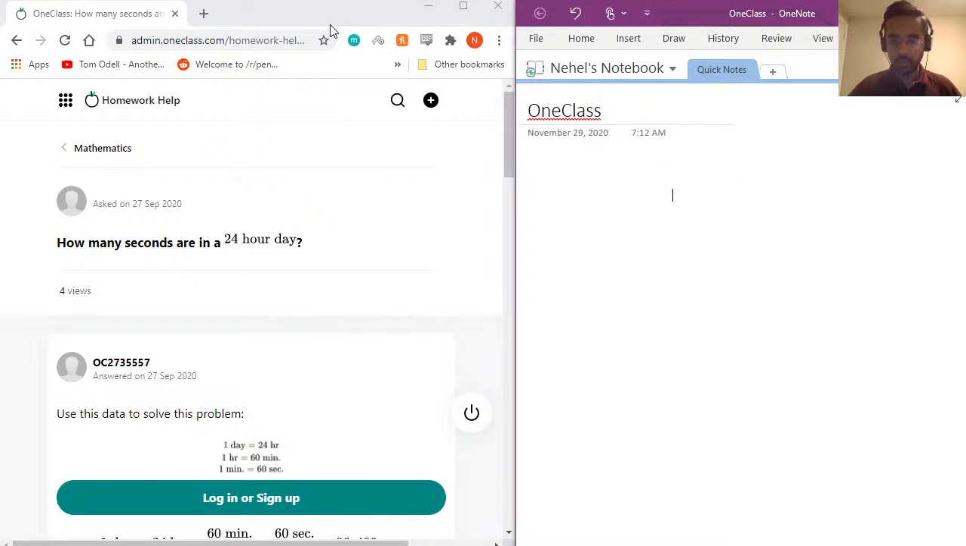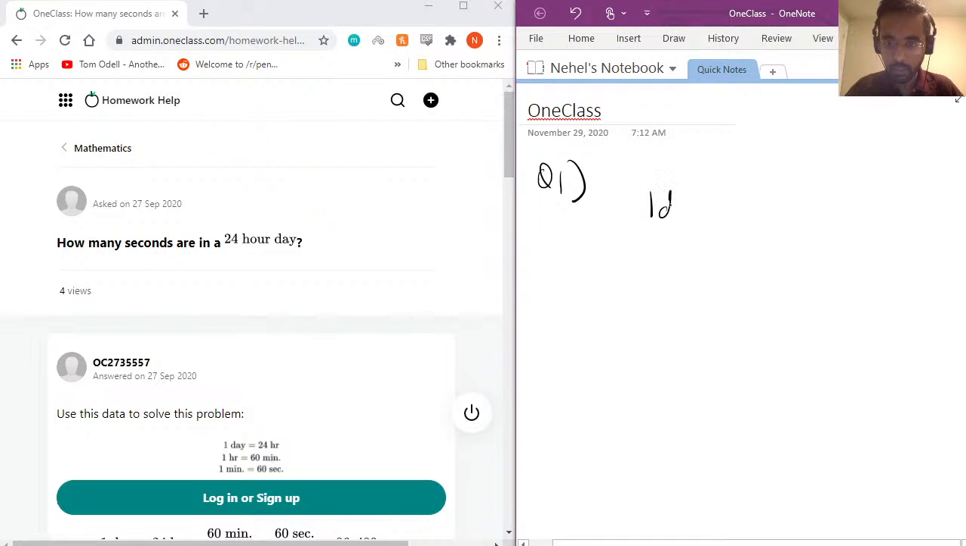So the first question for today is how many seconds are in a 24-hour day? To do this question, we'll need to know how to convert seconds from minutes, minutes from hours, and then we need to know how many hours are in a day. So question 1, how many seconds are in a 24-hour day?